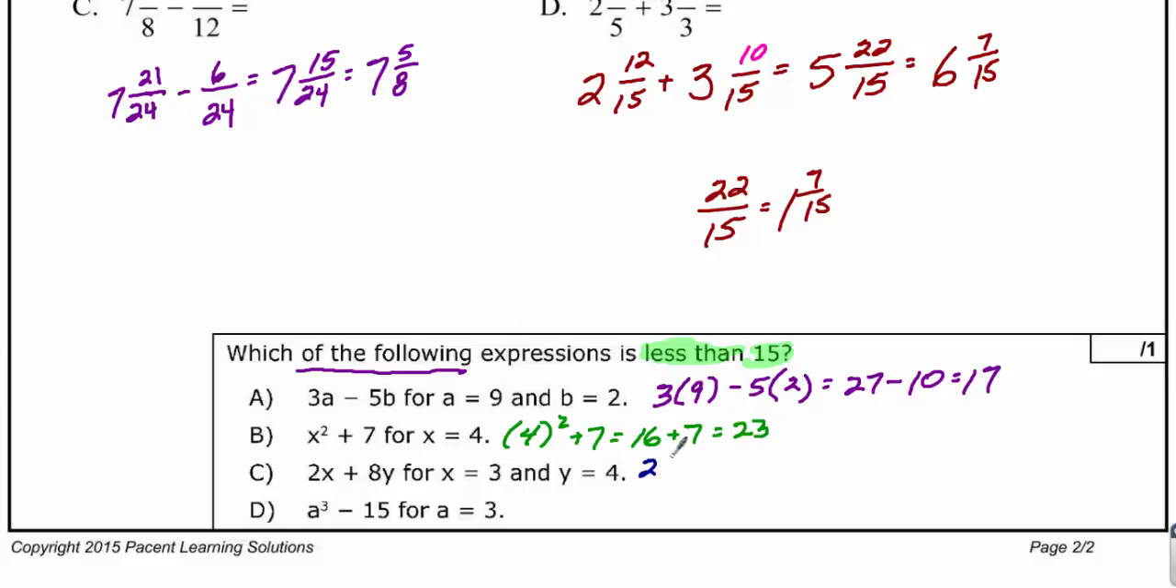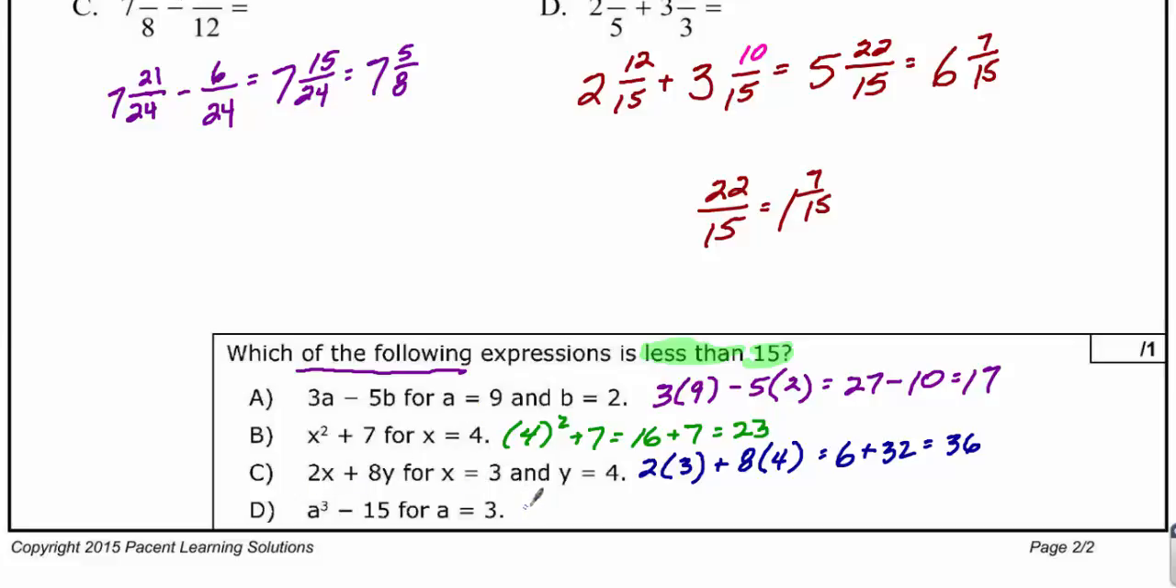Letter C, 2 times x, they tell us x is 3 in this problem, plus 8 times y, which is 4, gives us 6 plus 32 gives us 36. Also not less than 15. D better work out for us or we'll have none of these. And that can't be possible.